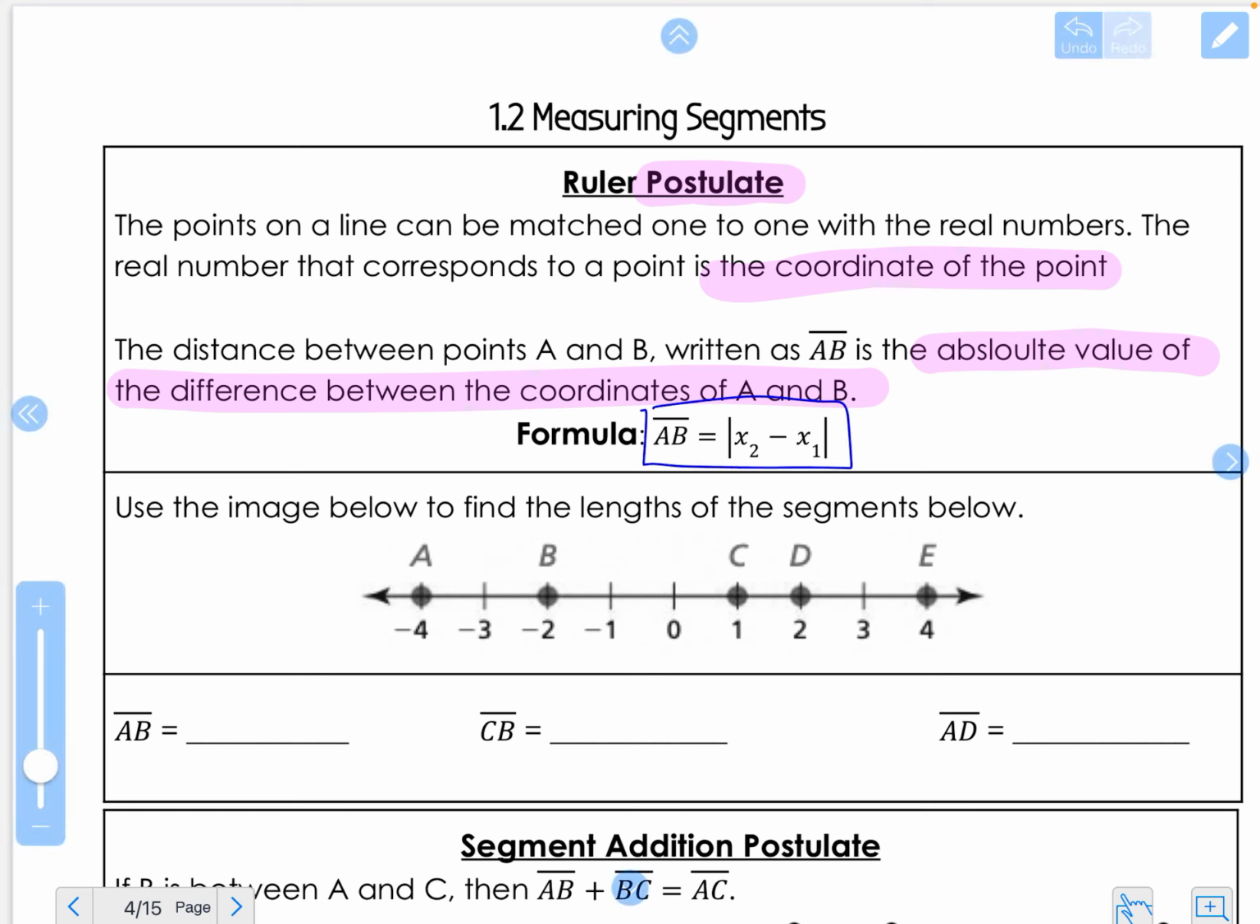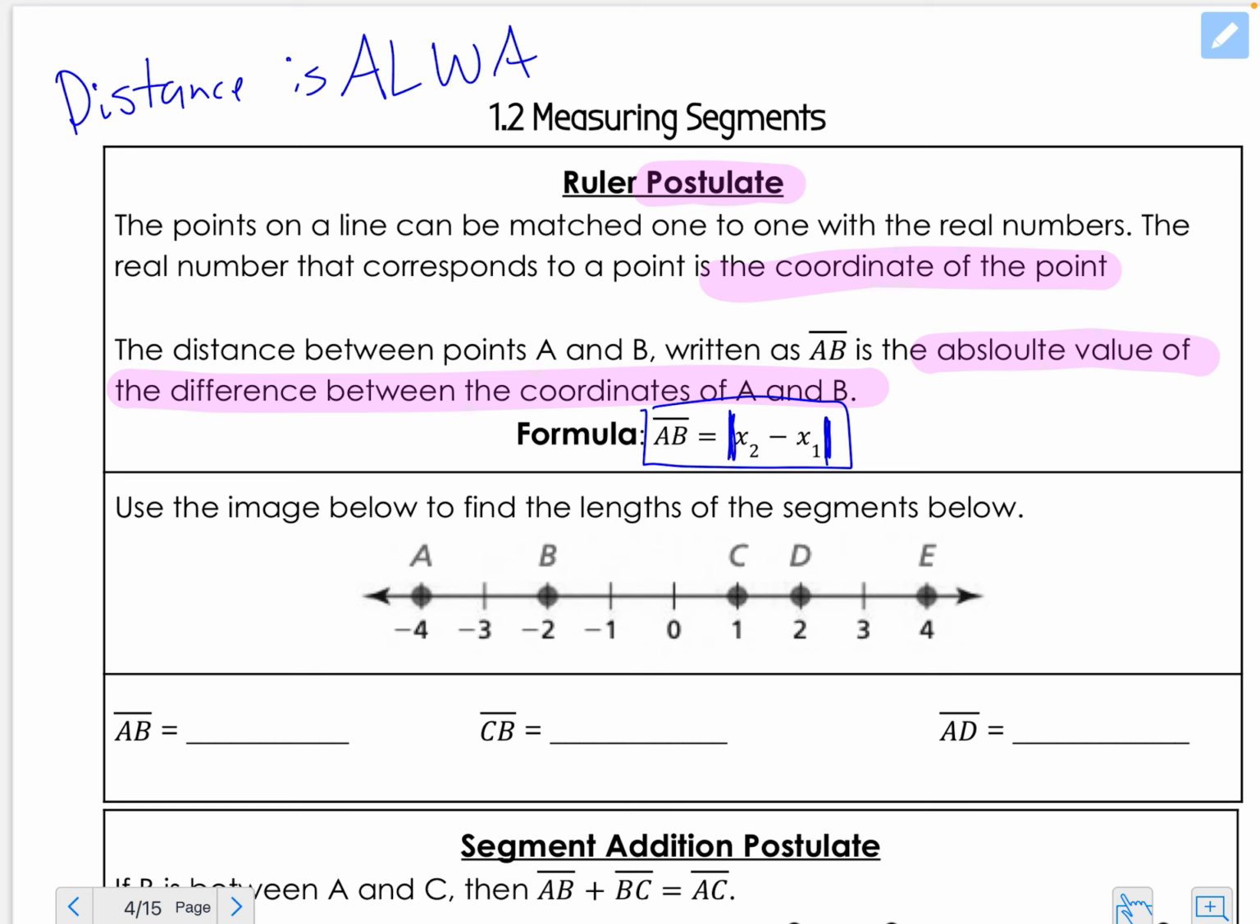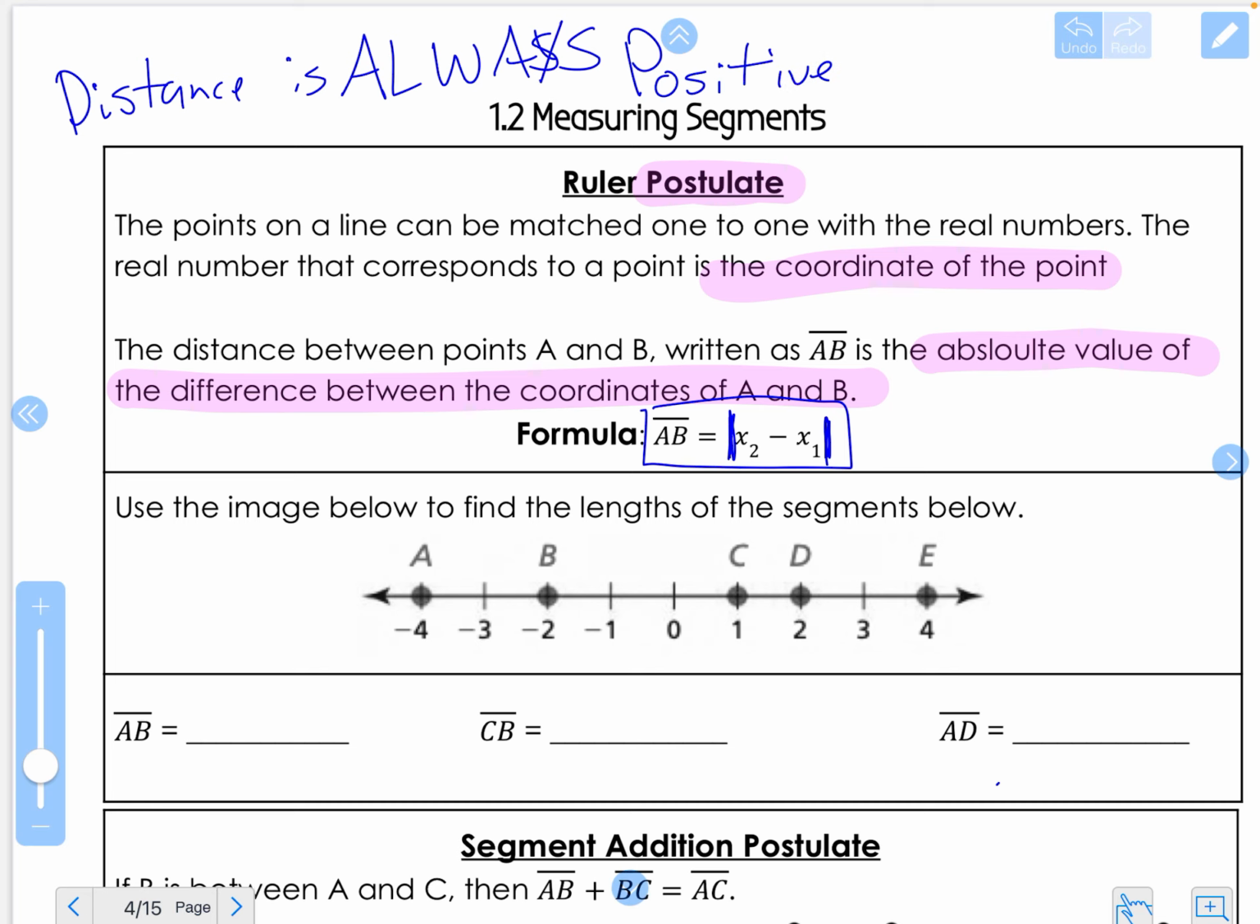So absolute value are these 2 straight lines right here. And absolute value just means that anything inside those lines becomes positive, because distance is, and I'm going to do this in all caps, always, let's spell that right, positive. You can't go running backwards. You can run backwards, but you can't run negative miles. You can't drive negative distance. Our distance, we always measure it in positives.